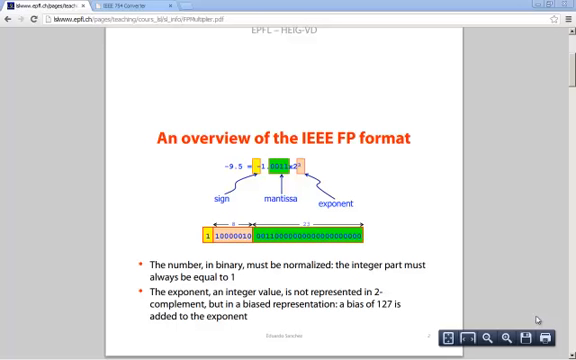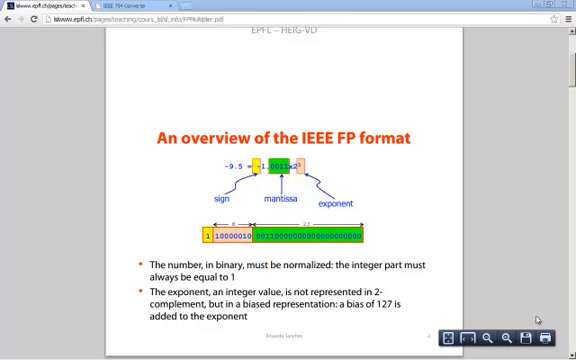Today I will show you the implementation of floating point multiplication using VHDL. This project was developed for reprogrammable systems. As we know, the IEEE floating point format is composed of three parts. The first part is the sign, the next part is the exponent, and the last part is the mantissa.